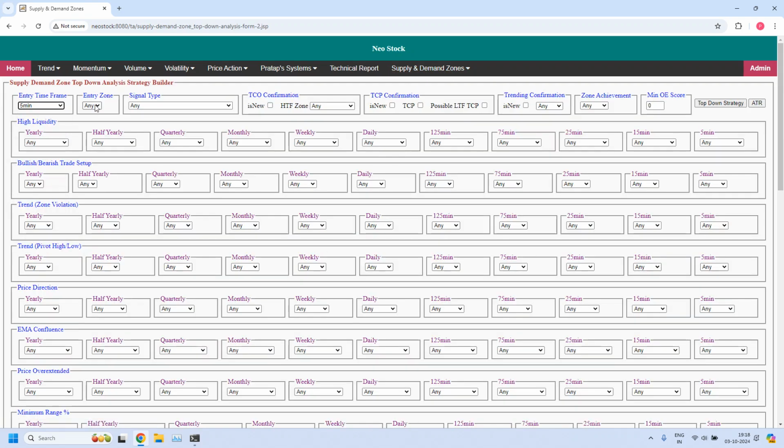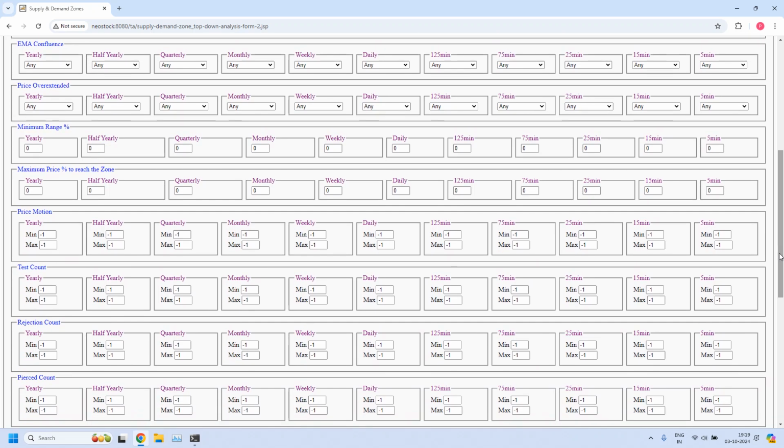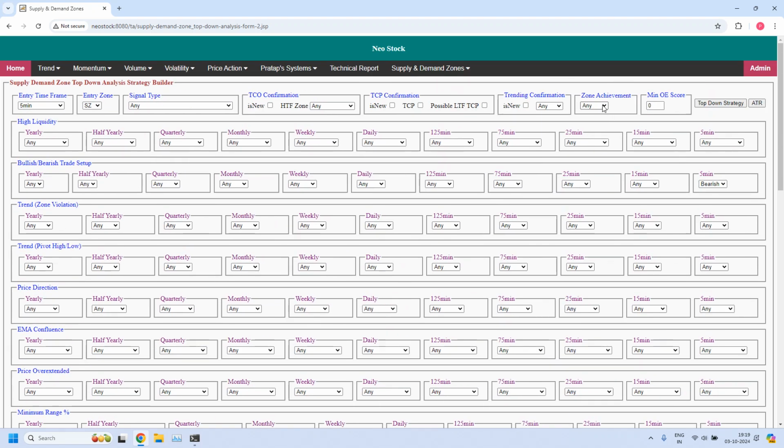Okay, next let us look for bearish trade setup for hourly income trade. Entry time frame 5 minutes. Entry zone is supply zone. And in bullish or bearish trade setup at 5 minutes, I am selecting bearish. And the 5 minute supply zone should not be pierced. So in the pierced count at 5 minutes time frame, minimum value I am setting 0, maximum value 0. Zone achievement should be violated opposing zone. Minimum odd enhancer score is 12. All the 3 filters are applied to the 5 minute supply zone.